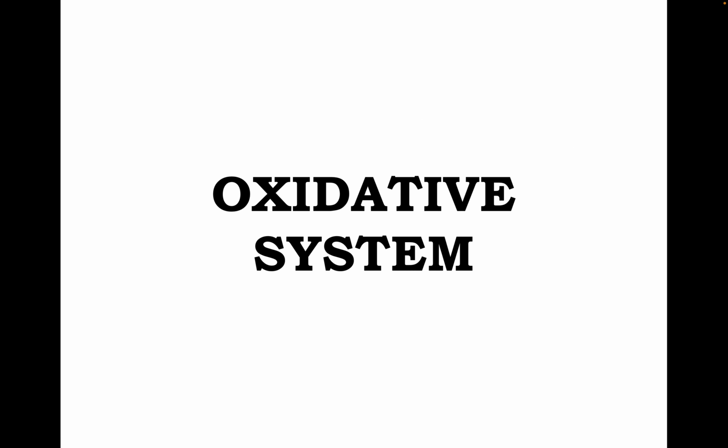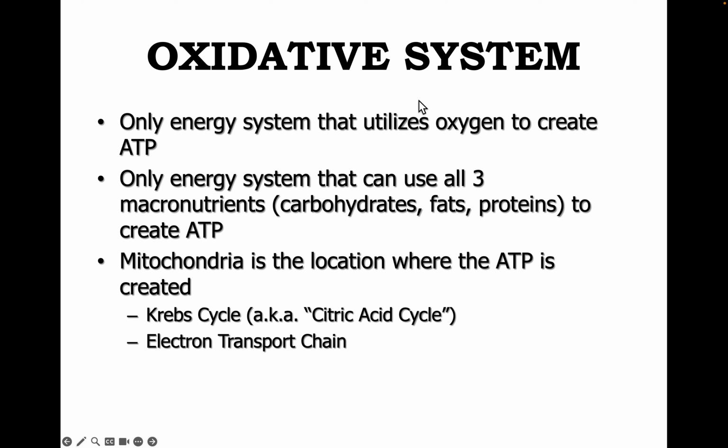Third energy system, or oxidative system. Oxidative meaning using oxygen. Now again, the oxidative energy system is our only energy system that uses oxygen to create ATP. Also, it is the only energy system that can use all 3 macronutrients. It can use carbohydrates, fats, and proteins to create ATP.